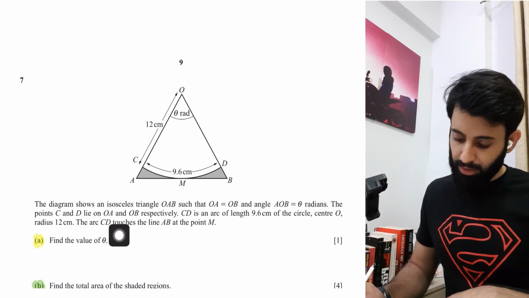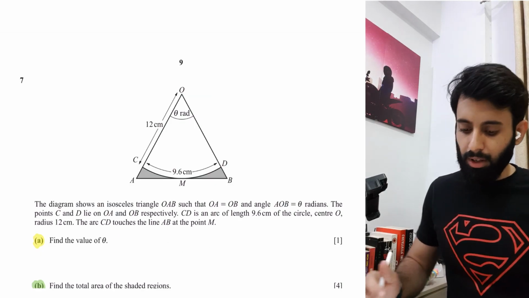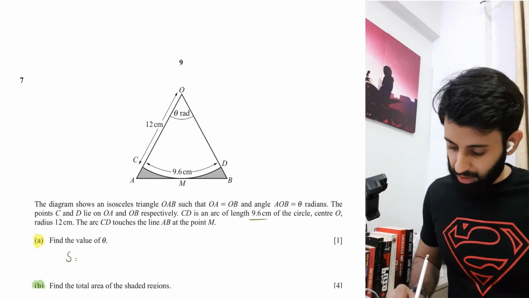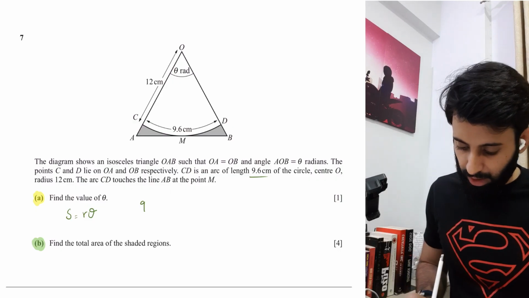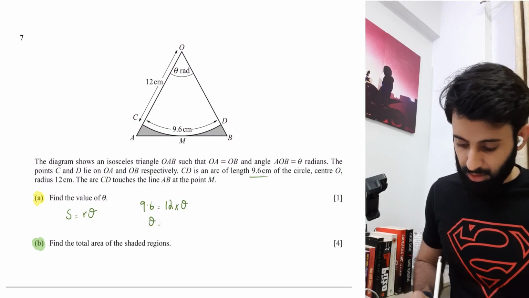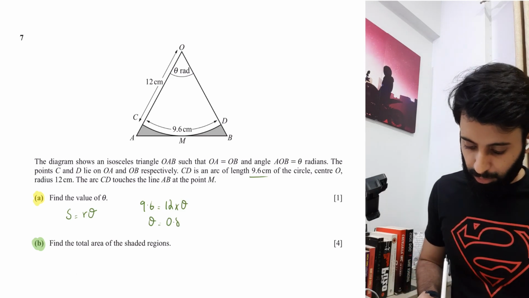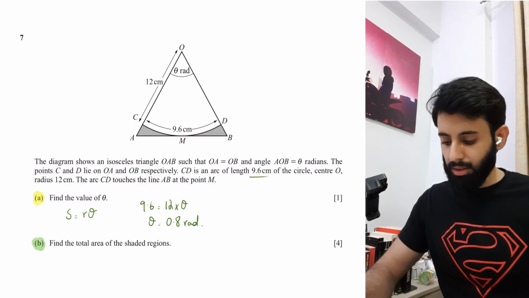We are told, however, that the arc CD touches the line AB at the point M, and we have to find the value of theta. Okay, now we're given the arc length 9.6, and arc length, as we should know, is equal to r times theta. So 9.6 is equal to 12 times theta. That means theta will simply be 9.6 divided by 12, which is equal to 4/5 or 0.8 radians. We get 1 mark for that, and this was a pretty simple part.